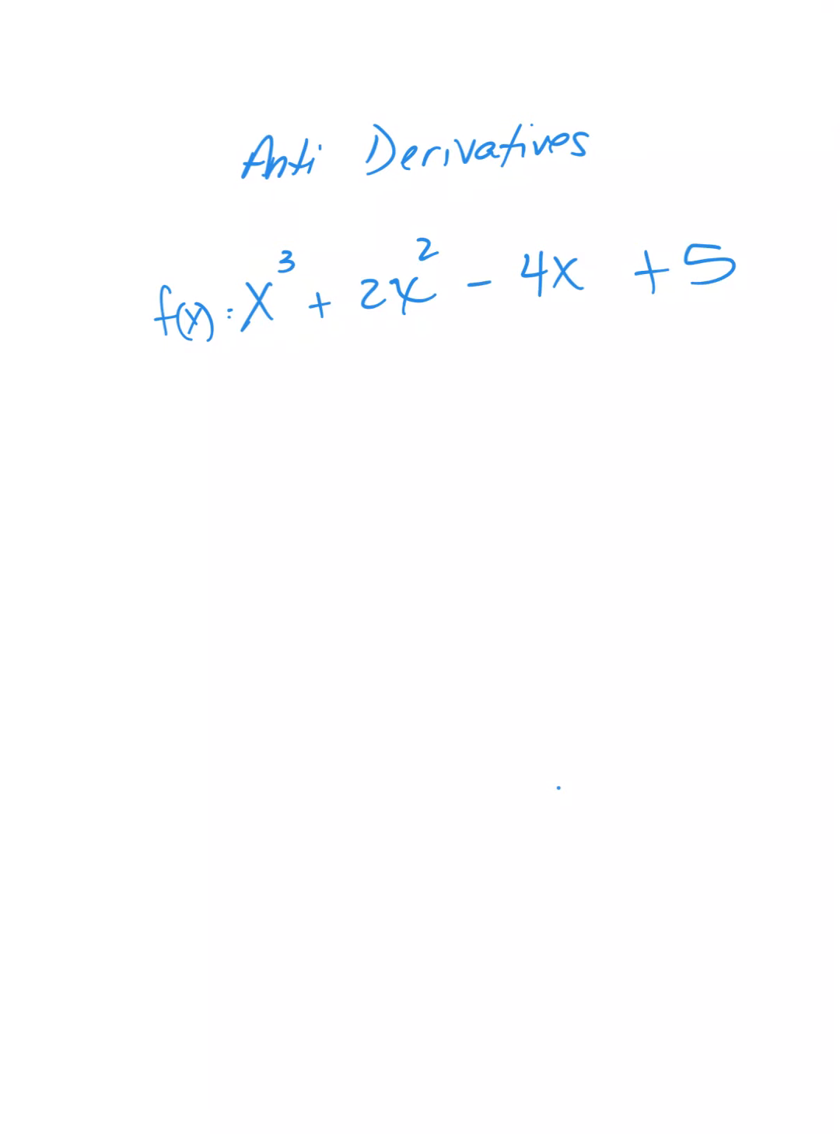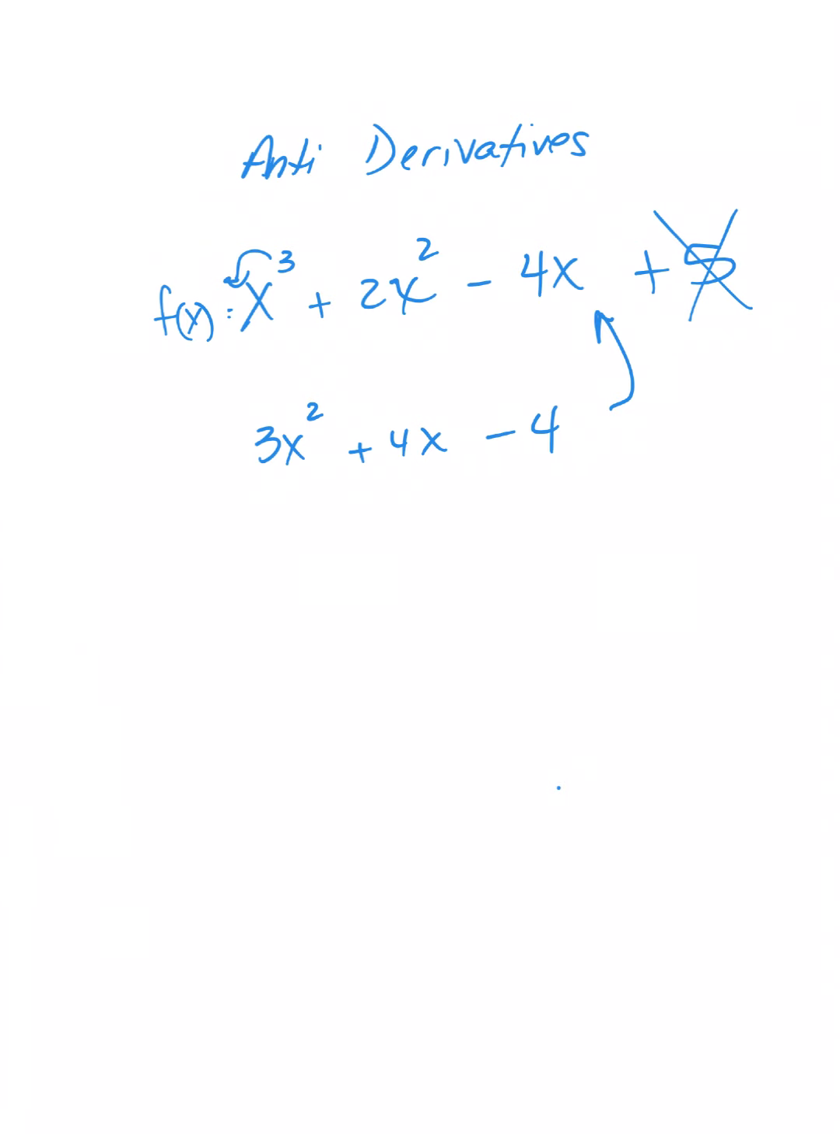So yesterday we did derivatives, and when we did the derivative, we multiplied this here, so we had 3x squared plus 4x minus 4, and this guy went away, right? But today we're doing anti-derivatives, so we start with an equation and we're going backwards. We're going to see where it came from.